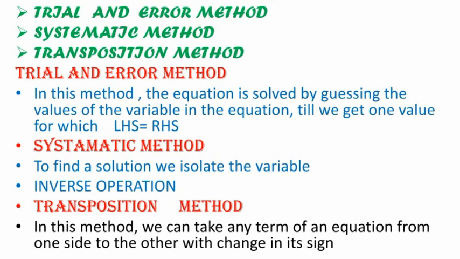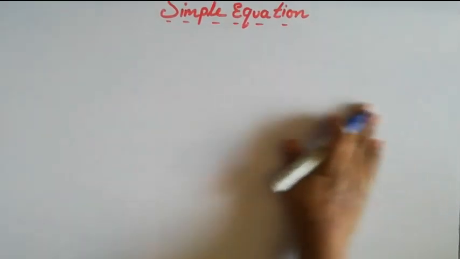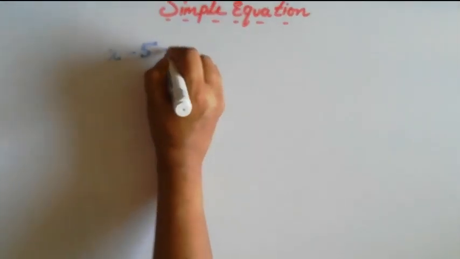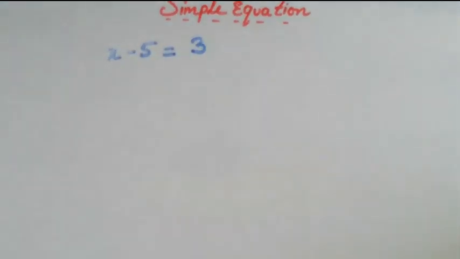Clear? And transposition method is a method where we can take any term of an equation from one side to the other with change in its sign. Okay, with change in its sign. Let's take an example and we will solve this. Suppose there is an equation x minus 5 equal to 3.